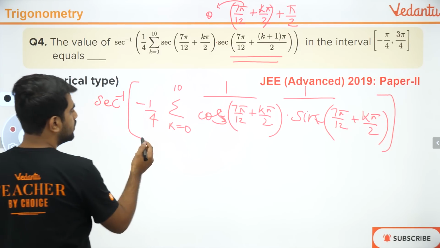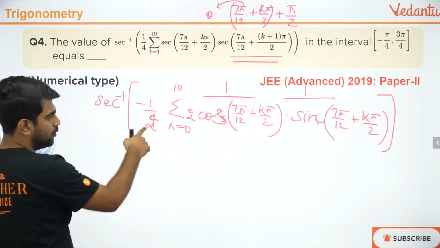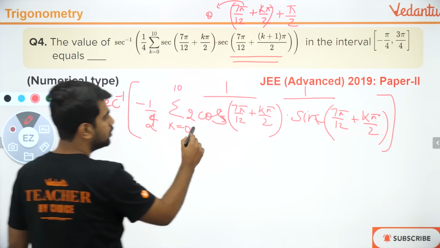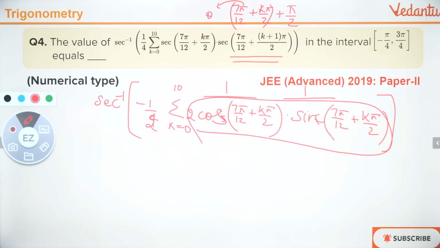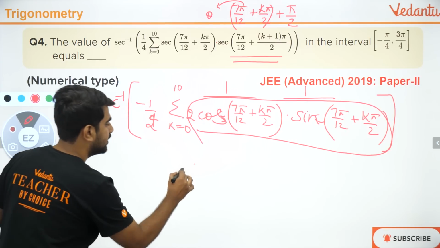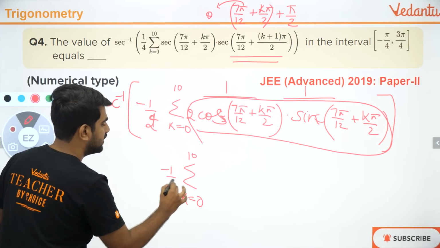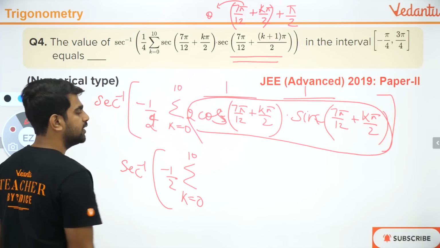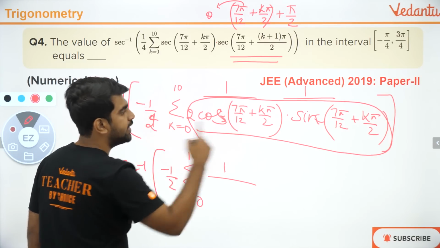So what I'll do is I will take 2 inside. 1 by 4 was there, I took 2 inside, so it becomes 1 by 2. What is 2 sine theta cos theta? 2 sine theta cos theta is nothing but sine 2 theta. That's it. Can you see how easy it became? Such a complicated question is going to be solved in a very easy manner, and all of you are going to enjoy that. So it's going to be 1 by sine of 2 theta.